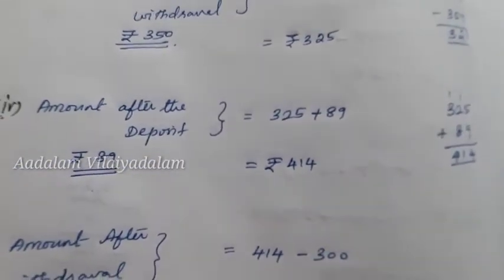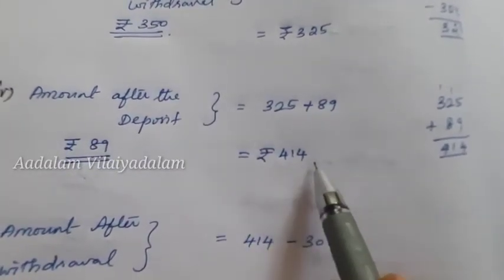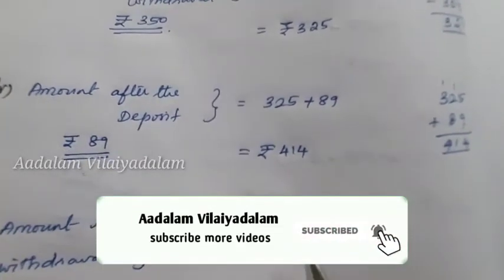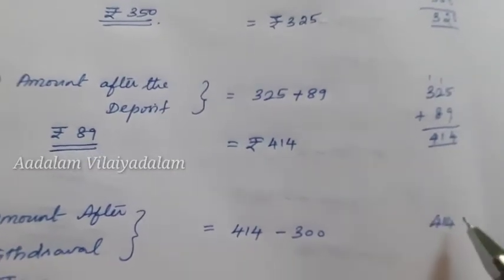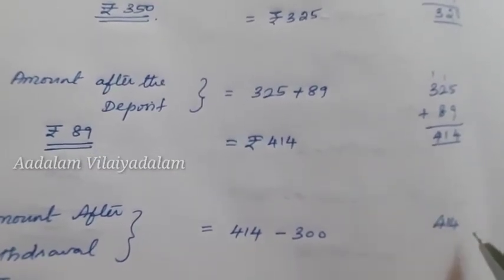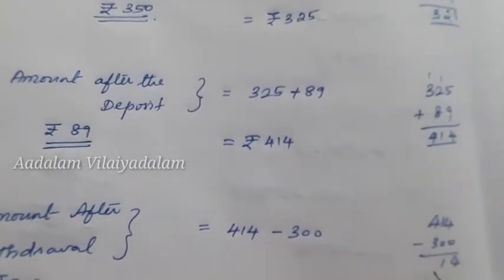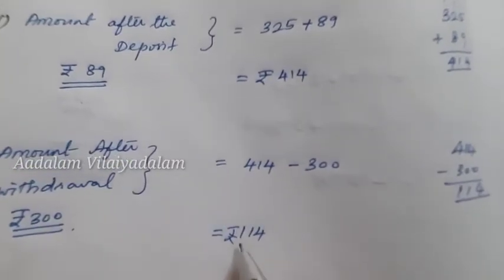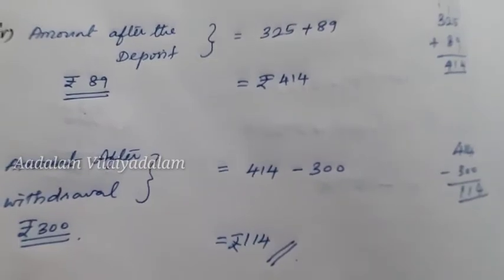414. Now the amount after withdrawal: from his balance amount 414, he withdraws rupees 300. Therefore we get minus 300. If we subtract this value, 414 minus 300, we get 4, 1, and 4 minus 3 we get 1. Therefore the balance amount is rupees 114. With this the fourth sum gets over.